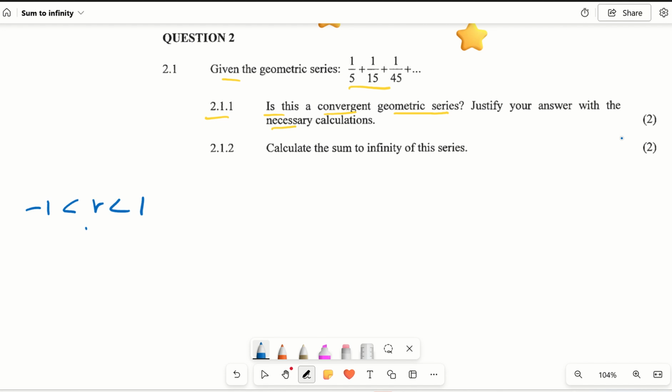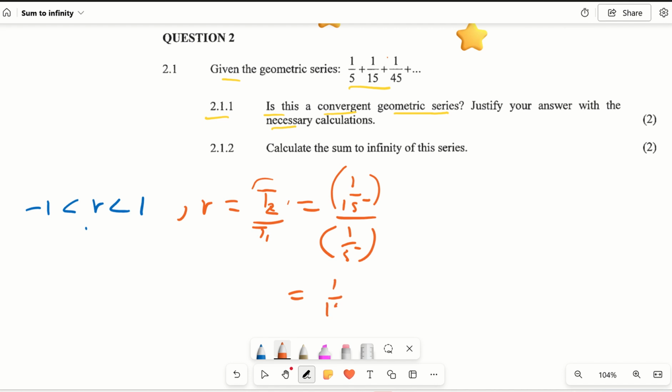Let's find r. For this specific example, r is equal to t2 over t1. If you like, you could say t3 over t2. Whichever one floats your boat is still the same. My t2 is 1 over 15, over t1 which is 1 over 5. Another way you could have written this is 1 over 15 divided by 1 over 5. Still fine. I'm going to calculate it, and it gives me an answer of 1 over 3.